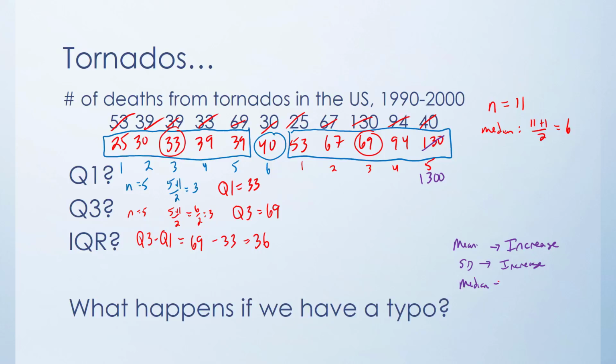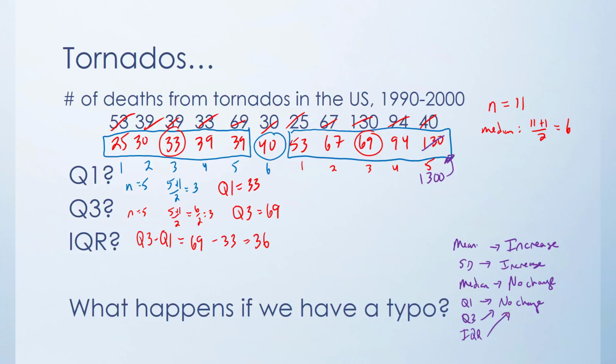What about our median? Well, even with that 1300 there, that middle number in the data set is still 40, so we have no change for our median. Same thing for Q1. No change, the bottom 25% is still the same. And our Q3 also, no change. And of course, since the quartiles are not changing, the interquartile range also no change, right?